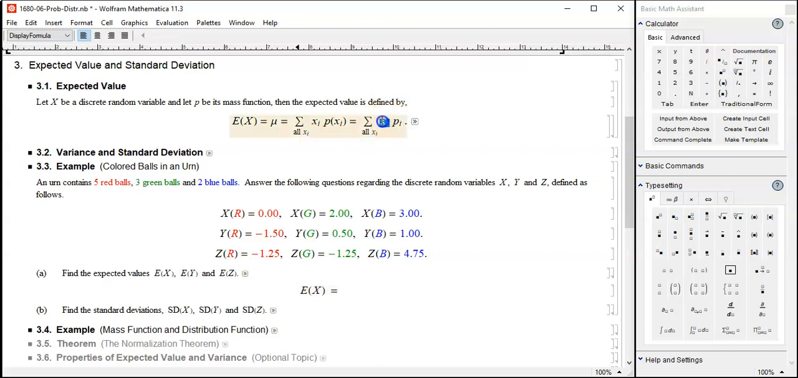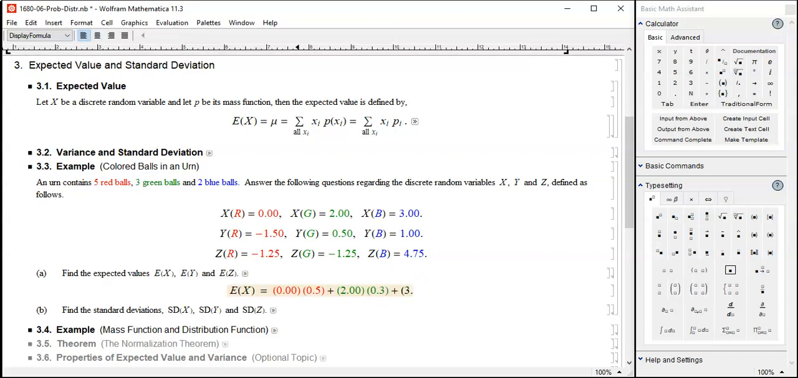Okay, what's the payoff value? That's 0. And what's the probability? Red? 5 red. So 5 out of 10. And that's red. Next, what's the next payoff? Green. And what's the probability? 3 green balls. And that's green.